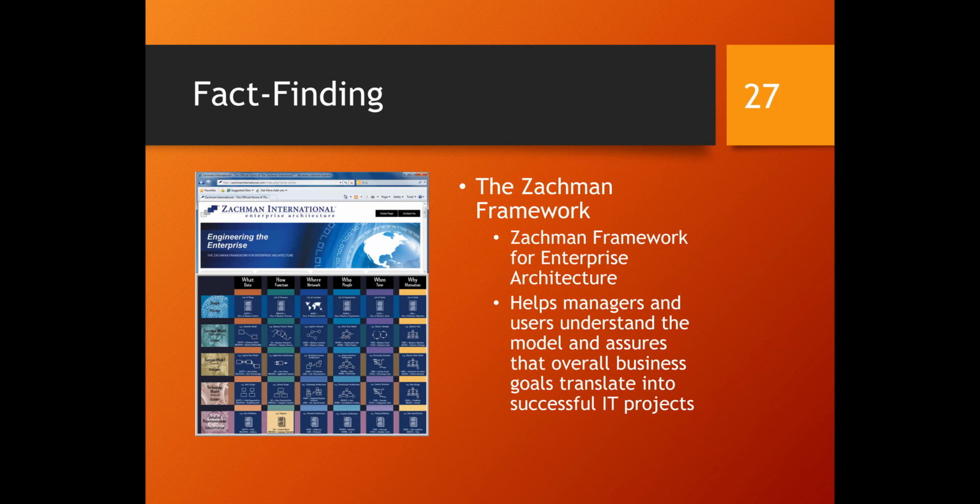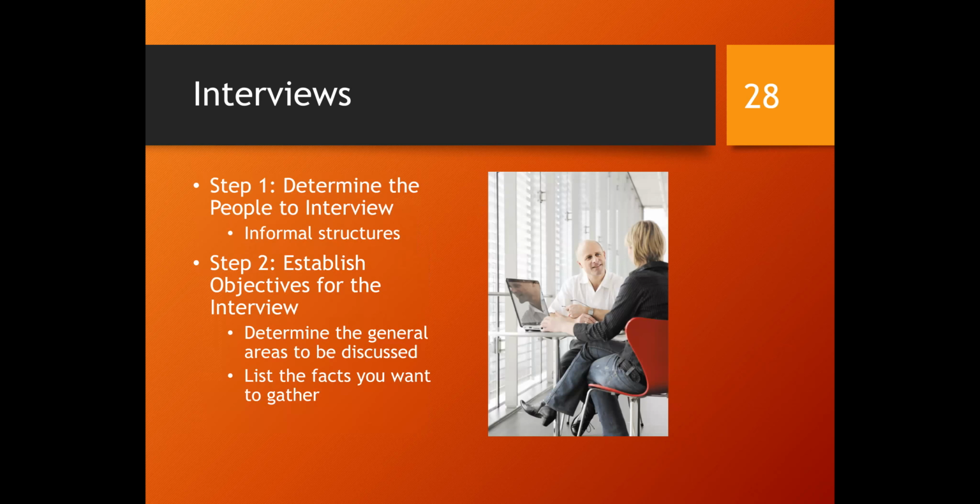So the first technique in order to do the fact finding is what we call interview. For interviewing, there are many steps that you have to know. The first step is that you have to determine the people to interview. This is the informal structure. You have to think first who can give you the information that you want, and when you should appoint them for the interviewing meeting.